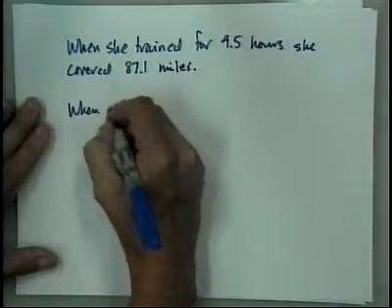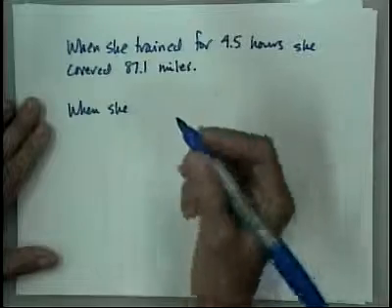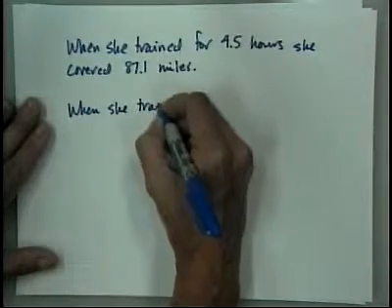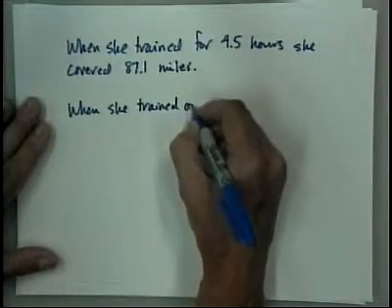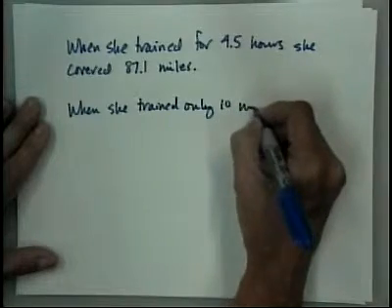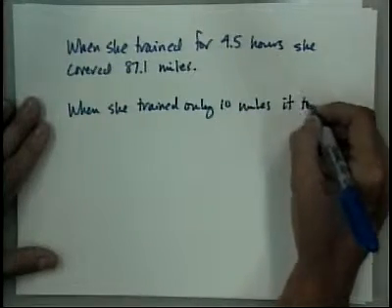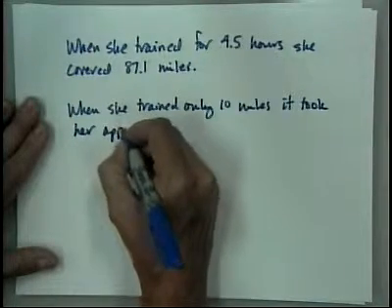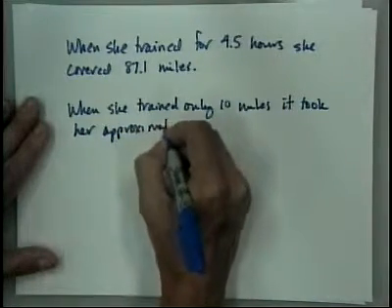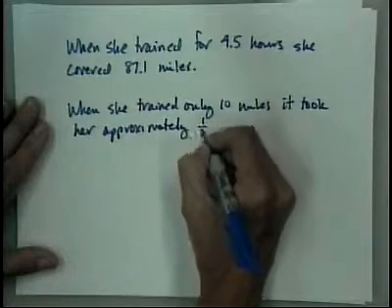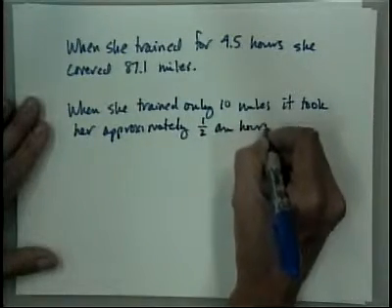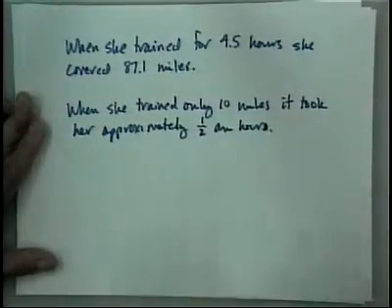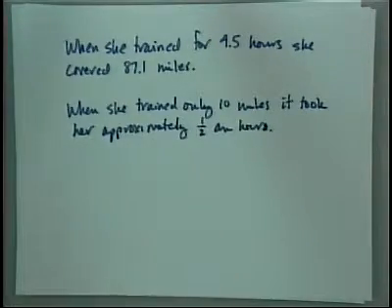When she trained only 10 miles, it took her approximately half an hour. And so we've completed our problem by writing complete sentences.